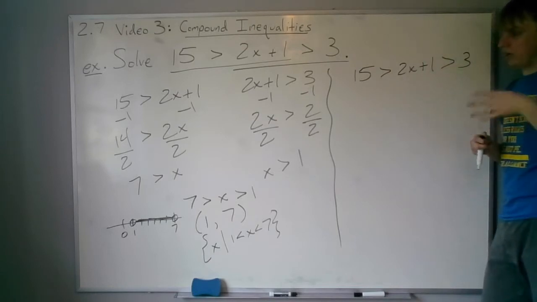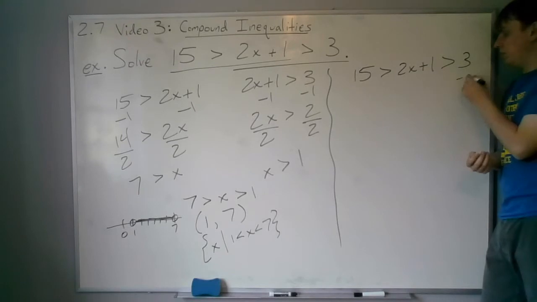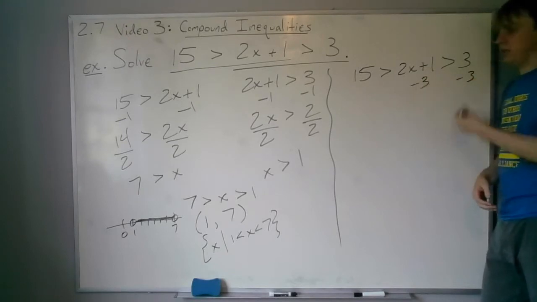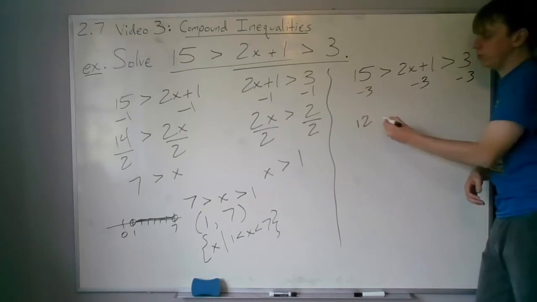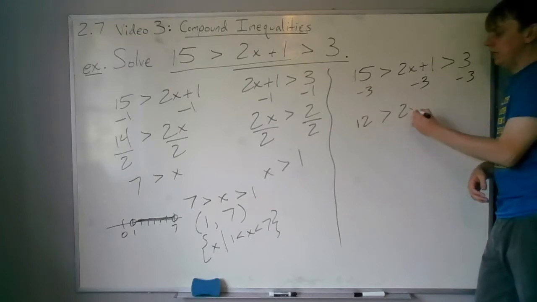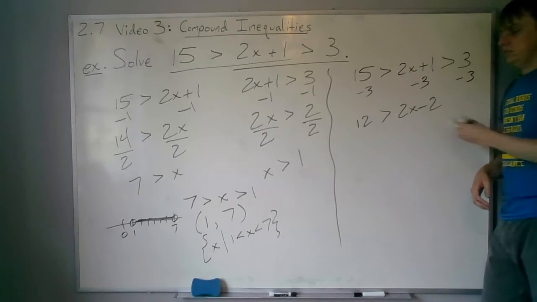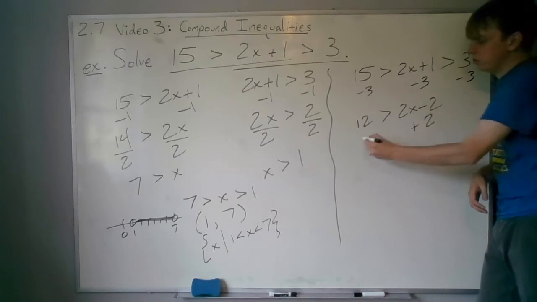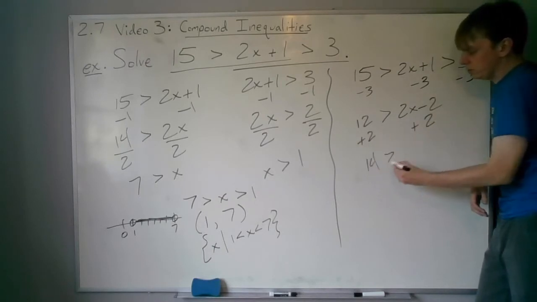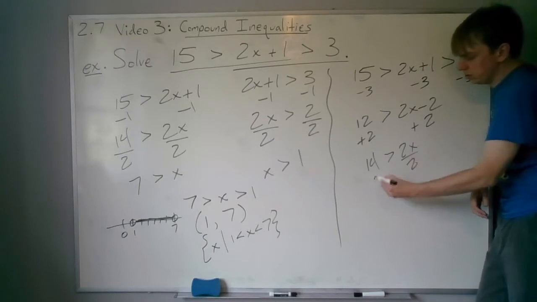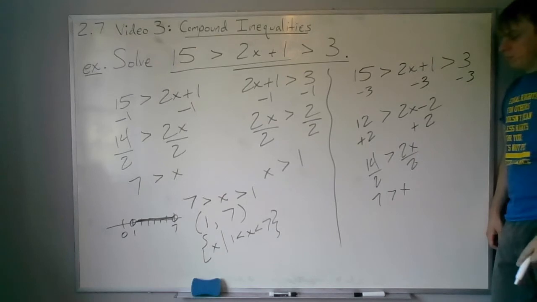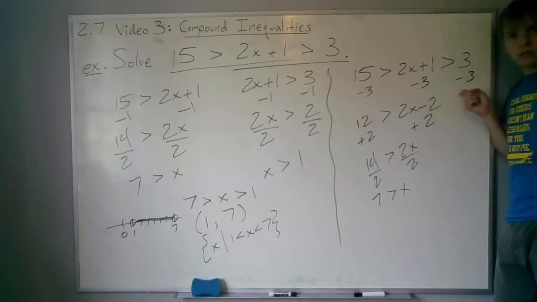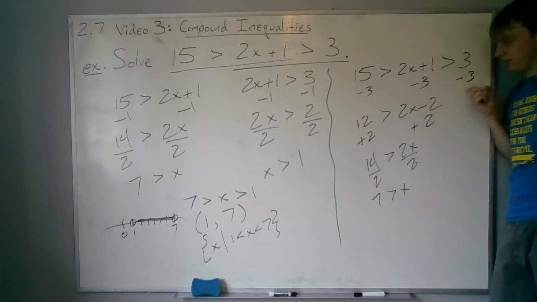One thing to be really careful of, the mistake I see most commonly is people that try and do this, like subtracting 3. Maybe they remember to subtract 3 from all three places. And then we get something like that, and then we add 2, and then we get 14 is bigger than 2x, and then we divide by 2, and we get x is smaller than 7. And the mistake I made was way up here. Just because 3 minus 3 is 0 doesn't mean I don't have to write it. I do have to write it.